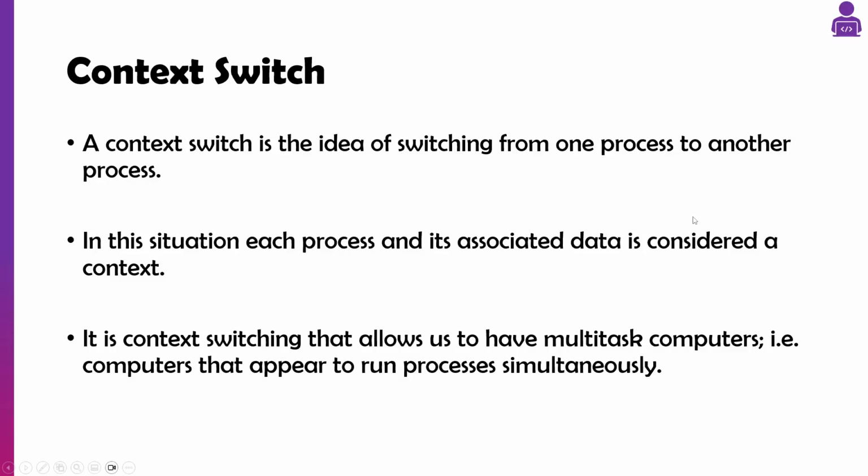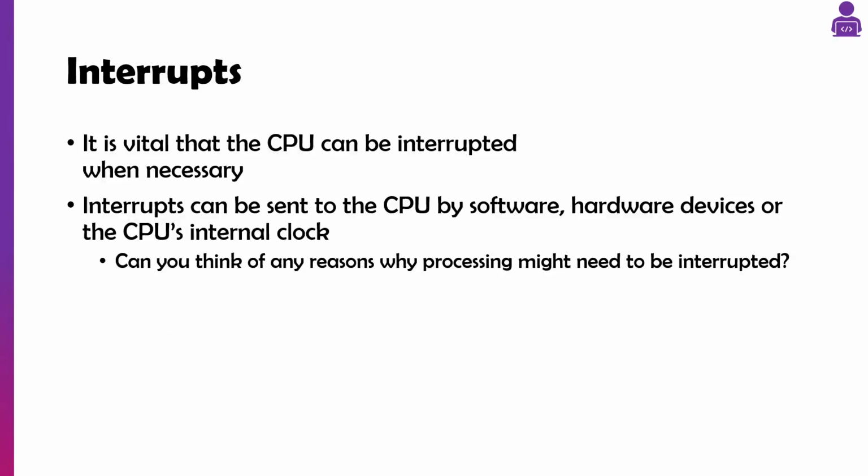So first things first, we need to know the idea of what's called a context switch. That's the idea where you switch from one process to another. This is what the CPU does lots and lots of times whilst you're running it. Each process and the data that the process is using is considered to be a context, and when you switch between them, it allows us to multitask, which allows us as a user to think the computer is running things simultaneously when actually it's not.